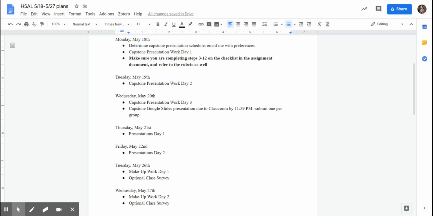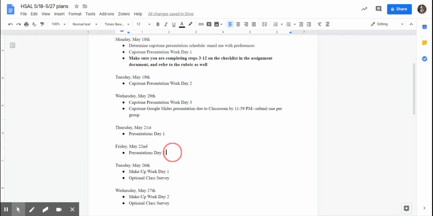Just make sure during those 3 days that you're completing steps 3 to 12 on the checklist in the assignment document. So the day that I introduced this project, it's still on Classroom. There's that Google Doc with all the instructions. On the second and third to last pages, there's a checklist. You guys have already completed steps 1 and 2. That was your thesis and your planning guide. And steps 3 to 12 all pertain to the Google Slides presentation. So just make sure as you work that you're completing all those steps, and also refer to the rubric in that assignment document, just so that you make sure that you're going to get all the points.